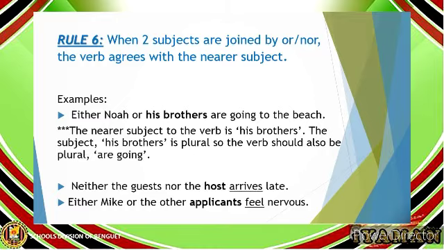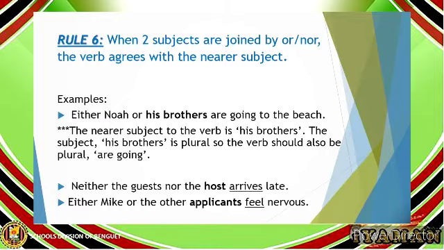How about if there are intervening expressions used like together with, as well as, along with, etc.? What is the rule? These intervening expressions should not affect the number of the subject. For example, Ryle, together with his parents, attends the graduation ceremony.